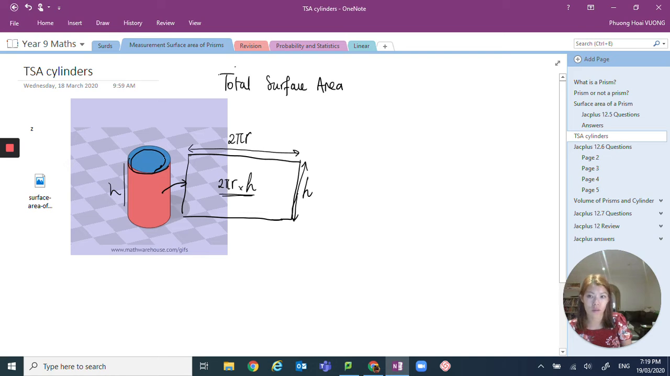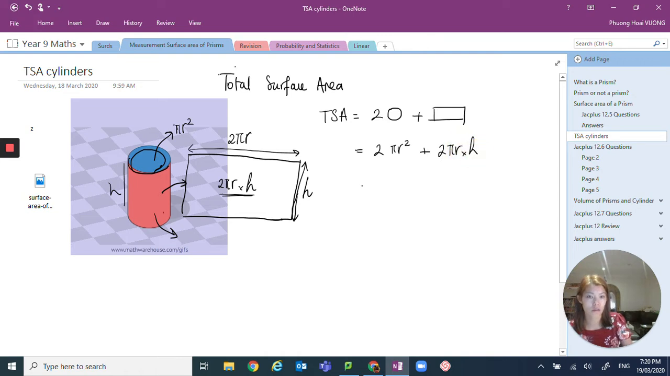What else can we see? There is a circle here and another circle here. These two circles are the same, and the area of a circle is pi r squared. So the total surface area of a cylinder is the two little circles plus the rectangle. So we have 2 of pi r squared, because each circle is pi r squared, plus the rectangle, which we have worked out there, 2 pi r times h.